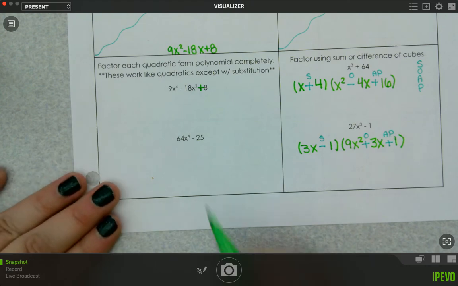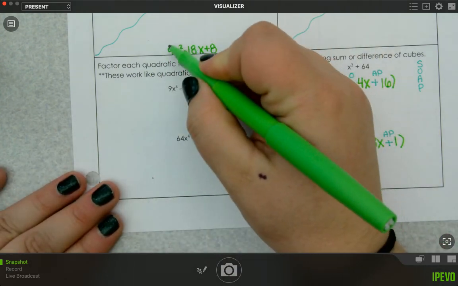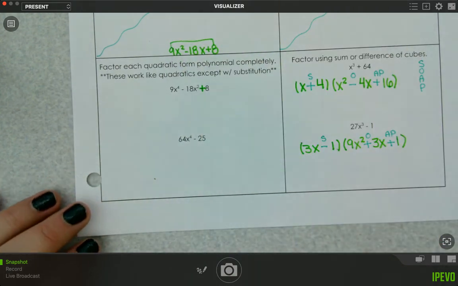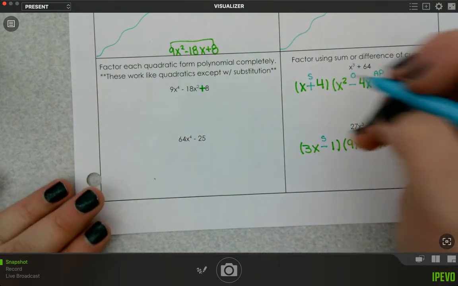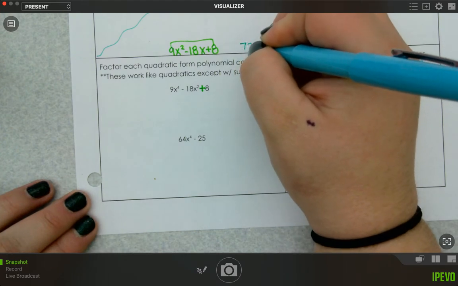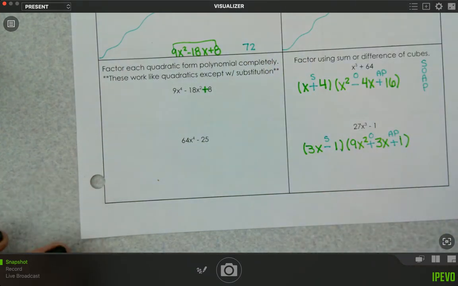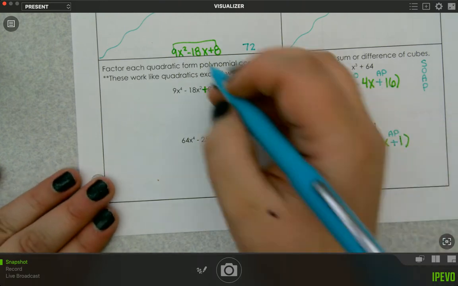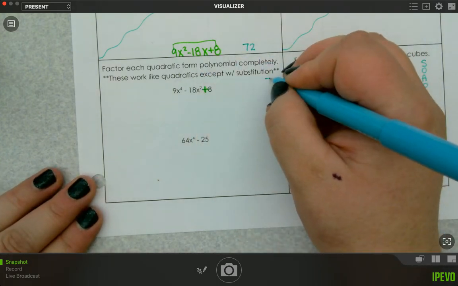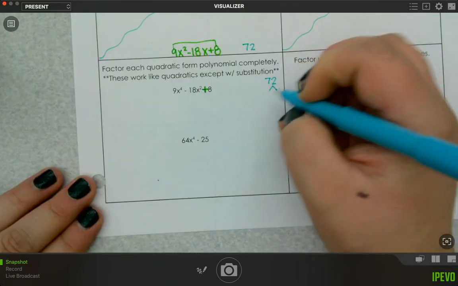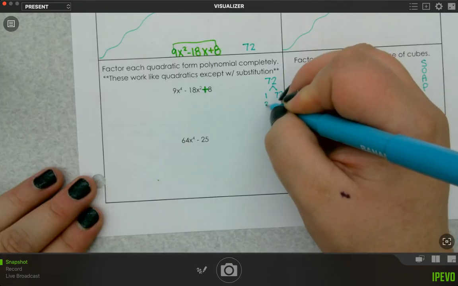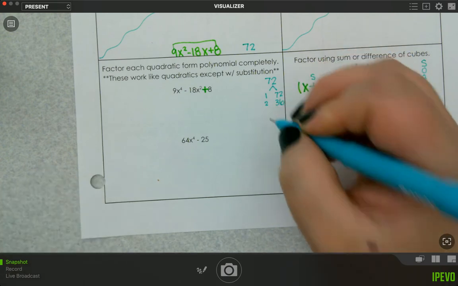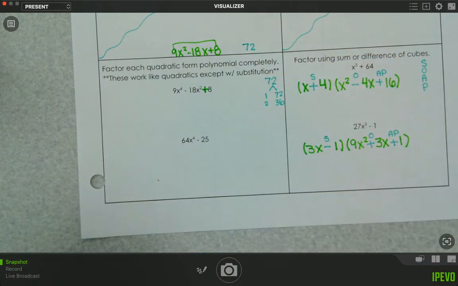So what we would do if we were solving this one is we would do 9 times 8, which is what you have to do whenever there's a number in front of x squared. And 9 times 8 is 72. And then I need to find myself two numbers that multiply to 72 and add to negative 18 in the middle. And I'm going to go ahead and move this back in the box now. 1 and 72, 2 and 36. And then I'm going to go ahead and show you guys this because this is how I figure out my numbers.